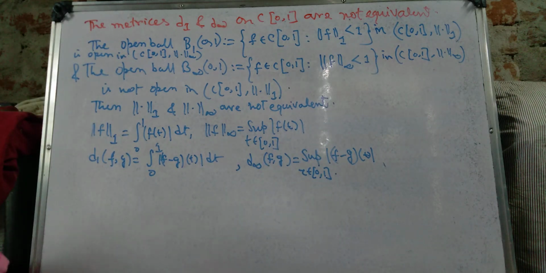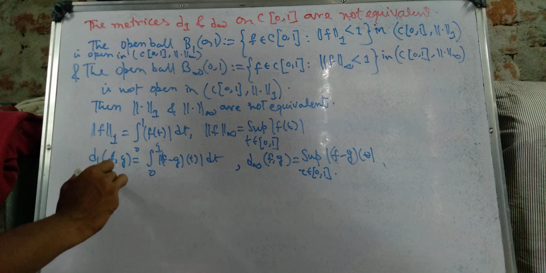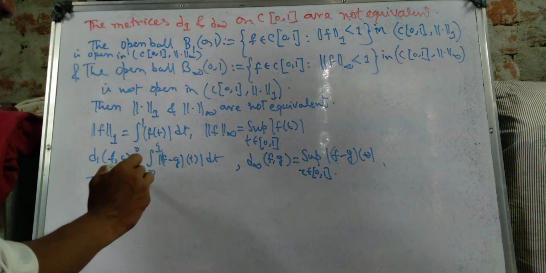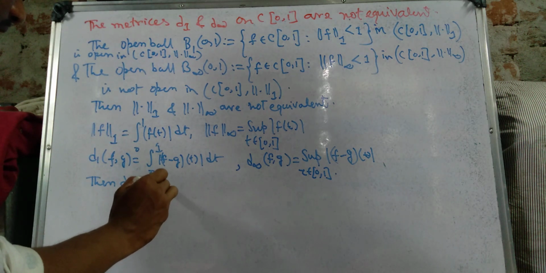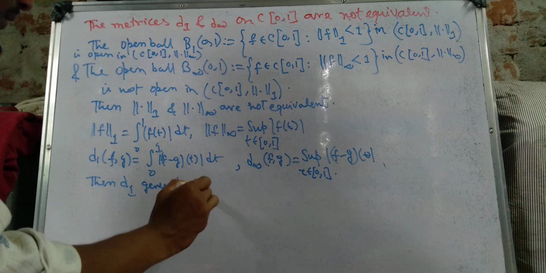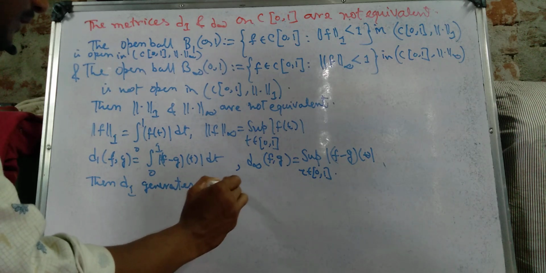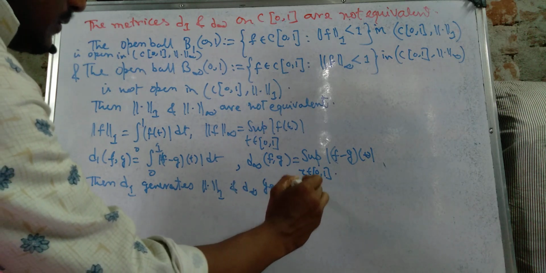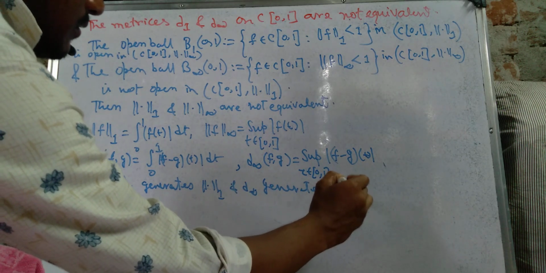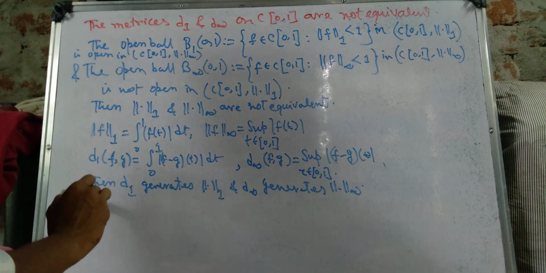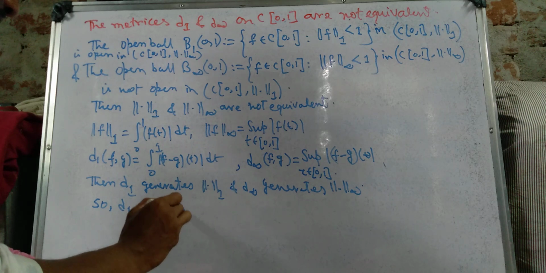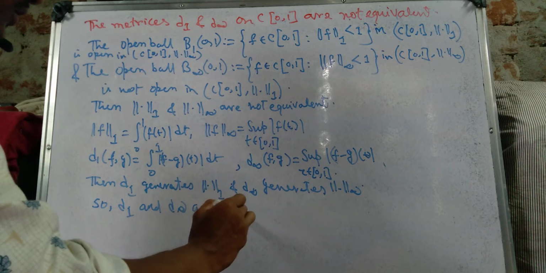Then d1 is generated by norm 1, and d infinity generates norm infinity. And so d1 and d infinity are not equivalent.